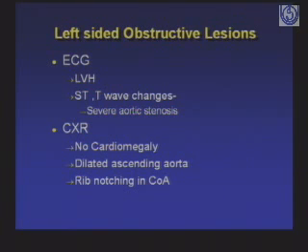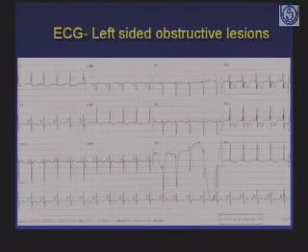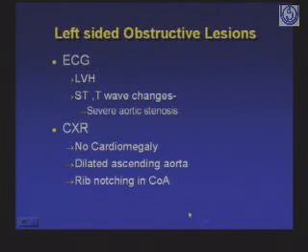And on chest X-ray, there is usually no cardiomegaly if there is no heart failure. If there is cardiac failure in aortic stenosis, then we get cardiomegaly. There is a dilated ascending aorta because of bicuspid aortic valve, but with supravalvular aortic stenosis we do not get a dilated ascending aorta. Rib notching will usually appear after 4 or 5 years of age in coarctation of aorta because of the presence of collaterals. The rib notching in coarctation of aorta appears from the third rib onward.